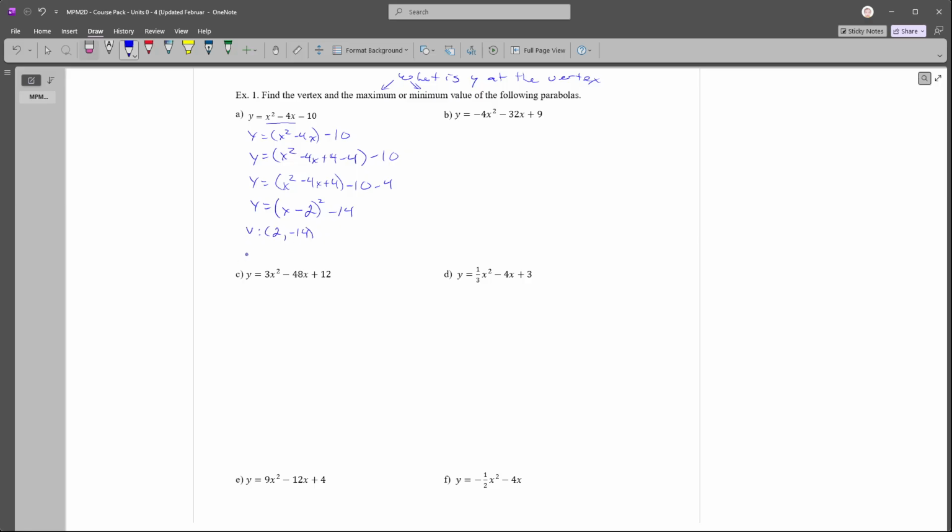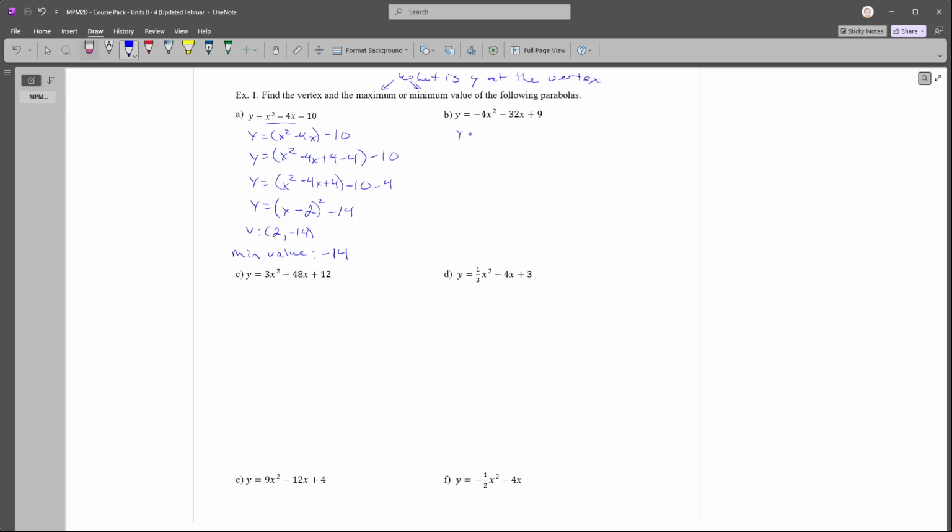And our min value, how do I know it's a min? Because an a value of 1, which means it opens up. So it's a min value of negative 14. Now we rinse and repeat. We got 5 more of these, and that's basically all we're doing this lesson. So hopefully you can pause the video and try it on your own.